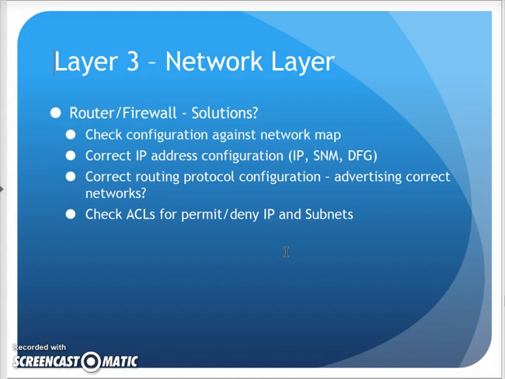So solutions here, again, check your configuration against your map, double check IPs, default gateways, those kinds of things, subnet masks. Check your routing protocol configuration, make sure the correct networks are being advertised and learned. And then check your ACLs. Depending on the scenario, in our lab scenario here, you could just take the ACL off and try your connectivity. If it works, and when you put your ACL back on it doesn't work, maybe your ACL is wrong, or maybe it's actually doing what it's supposed to be doing, but that's not what you want it to do. So then you can carefully retune your ACL to fix the problem.